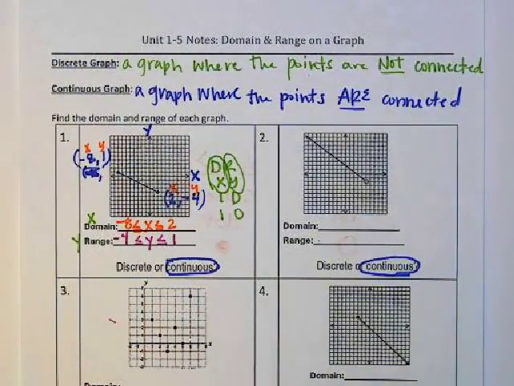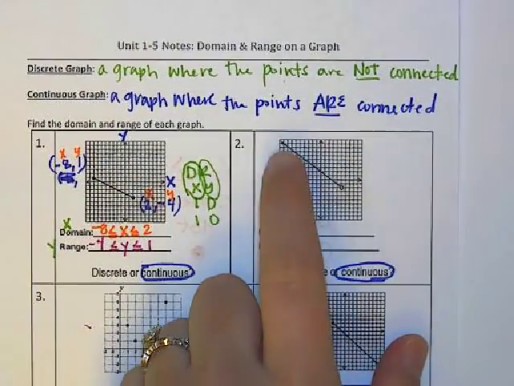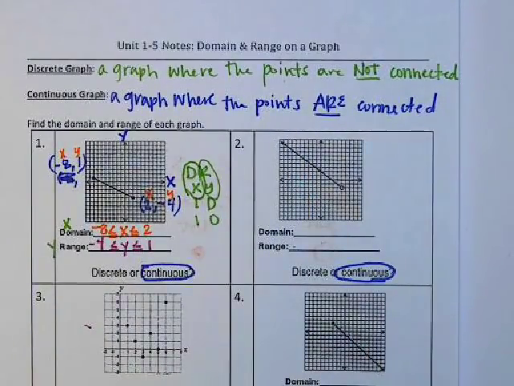Look at number 2. What's the difference on number 2? It's an open circle, and what else? There's no closed dot. How many dots do I have? One. I've got 1 dot. What's the other side? An arrow. I've got an arrow now.